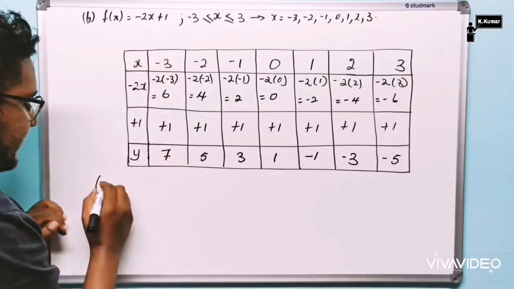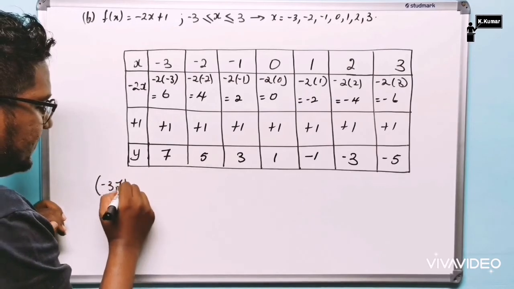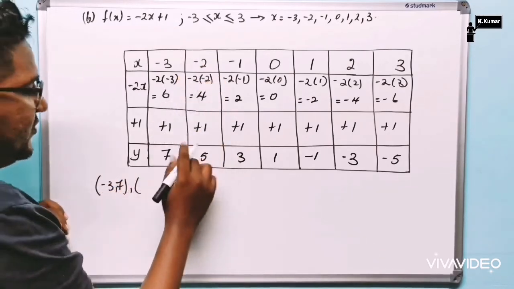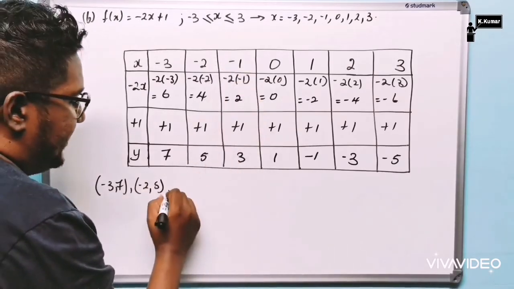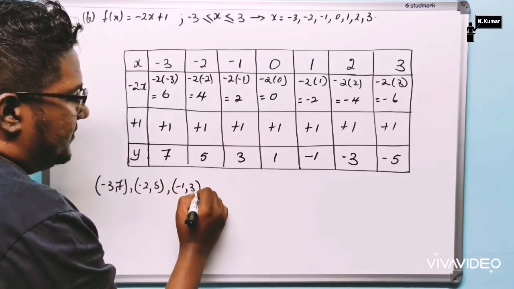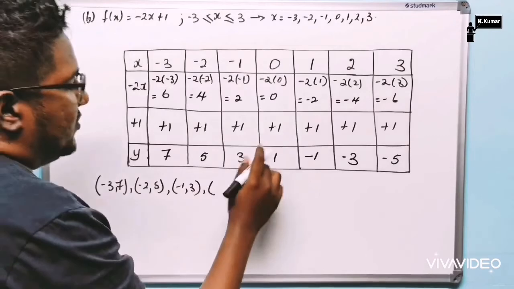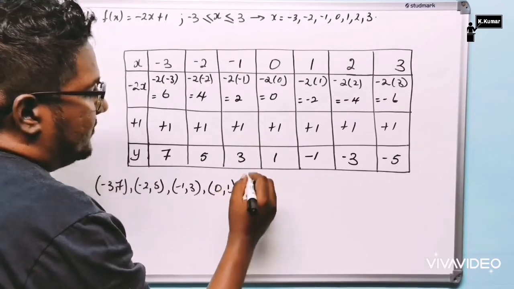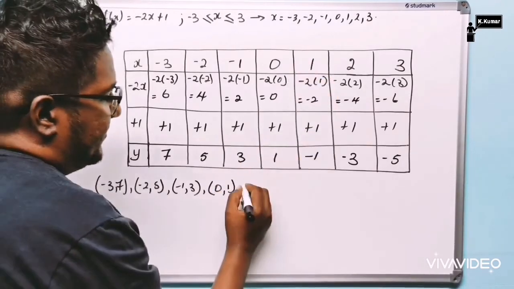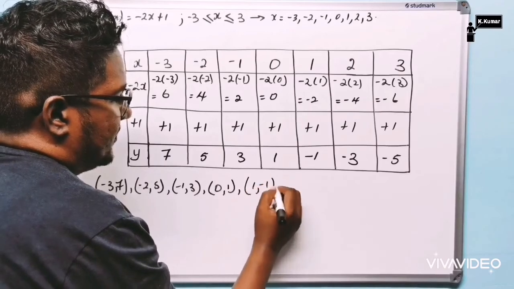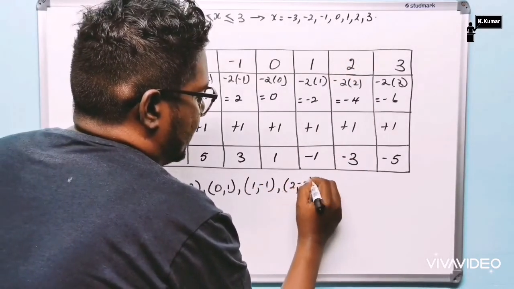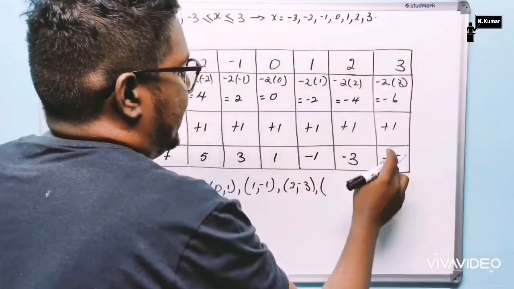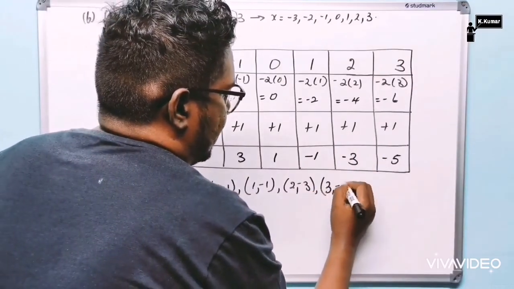We have -3, 7, then we have -2, 5, then we have -1, 3, then we have 0, 1, then we have 1, negative 1, then we have 2, negative 3, then we have 3, negative 5.